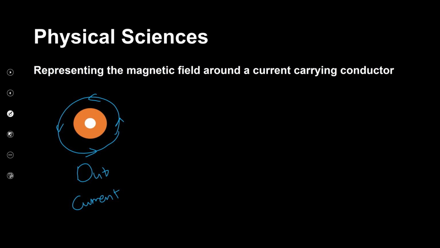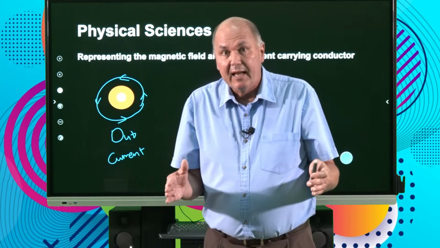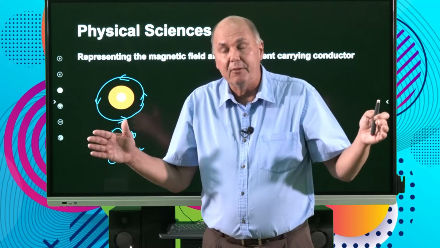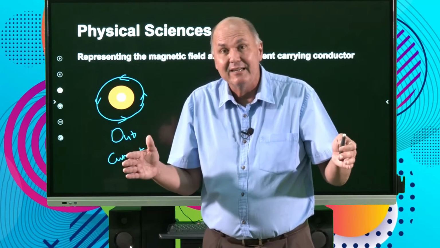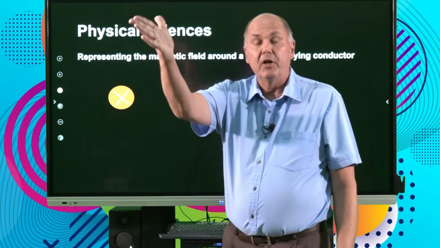What is important is that this is not a uniform magnetic field. It's not the same everywhere. The further we go away from the current-carrying conductor, the weaker the field goes. We can represent that by drawing a second circle that's further away. The direction of the field lines will be in the same direction though, but they're not close together. They're actually weaker.